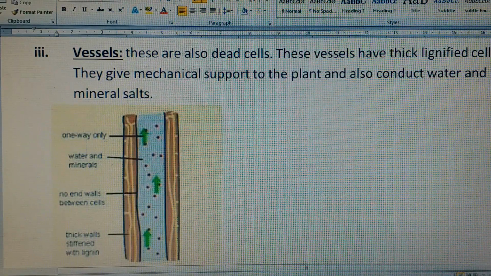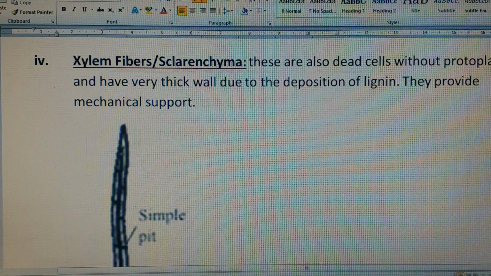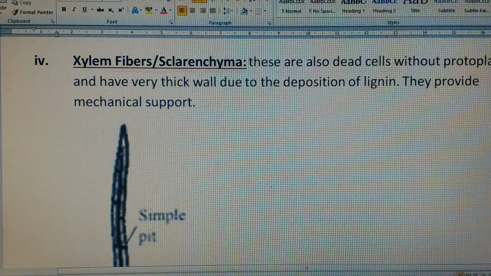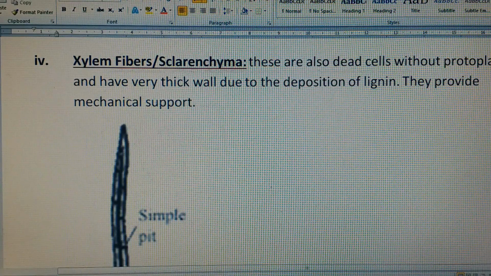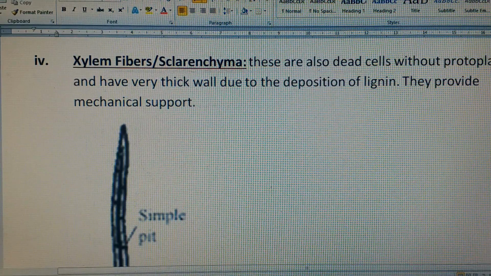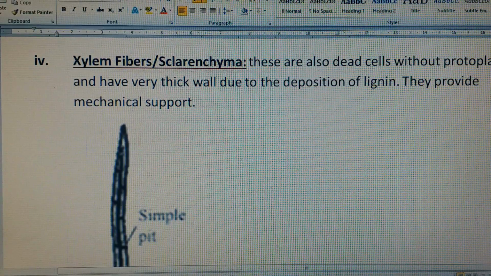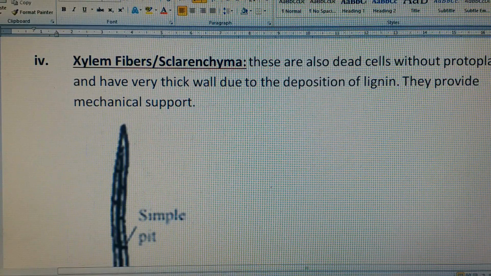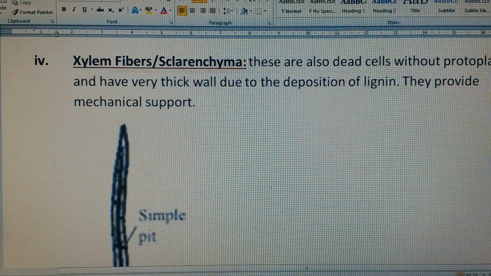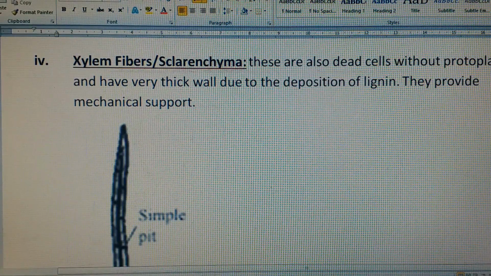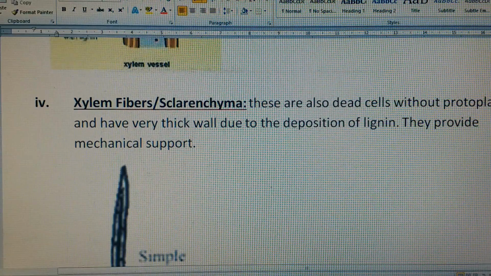Now comes the next cell present in xylem, the xylem fibers. These are dead cells. As they are dead, there is no protoplasm and no cell organelles are present, and they have a very thick wall due to the deposition of lignin. As they are dead cells, they provide mechanical support to the plant body.